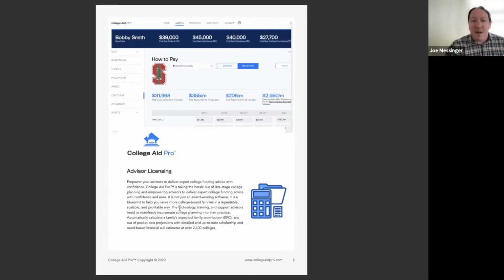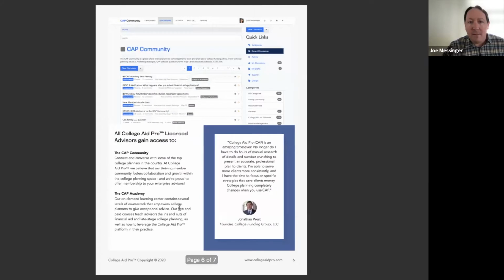We've got an advisor license that is really the hub, the advisor workstation that we work in. The other piece that maybe people aren't as familiar with is we've got a very robust community. We've had over 250 advisors working inside our platform for several years now, and I'll show you what that looks like in real time. Think of this as your think tank. If you've got questions about financial aid, about how to do an appeal, or about a school you've never heard of, it's very likely that the community has some information on that.